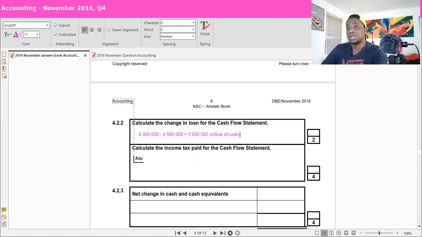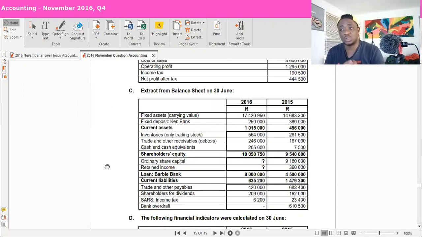And then they say in the following question, calculate the income tax paid for the cash flow statement. Okay, cool. With this one as well, the first thing we start with is the SARS income tax at the beginning of the year, and then we go to the income statement to find the income tax for the year, and after that we check the balance at the end of the financial period. So this is how it is going to go.